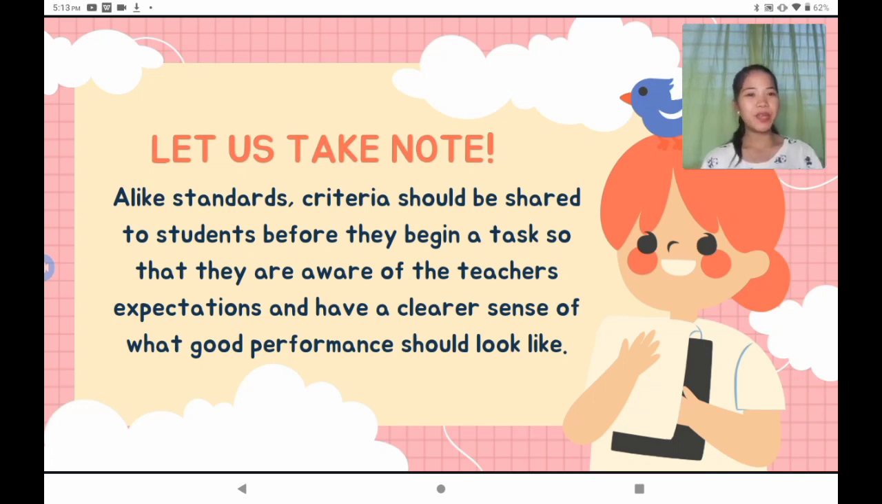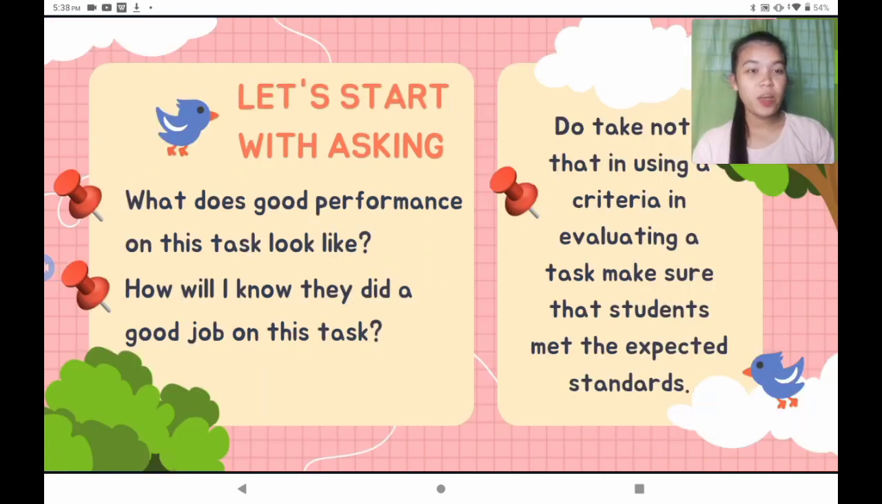So now that we already know what is criteria and what are the characteristics of a good criteria, let us now expand our knowledge through the help of Leslie Maranga. So now, as a future educator, for us to create a good criterion or criteria, let's ask ourselves first these two questions. So first, what does good performance on this task look like?